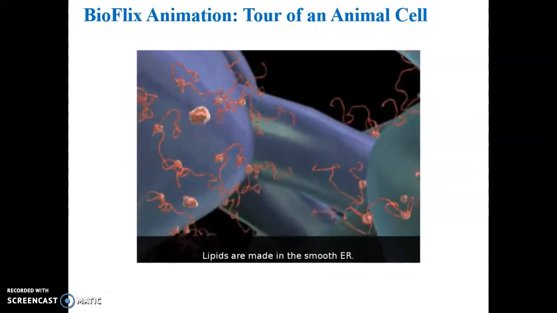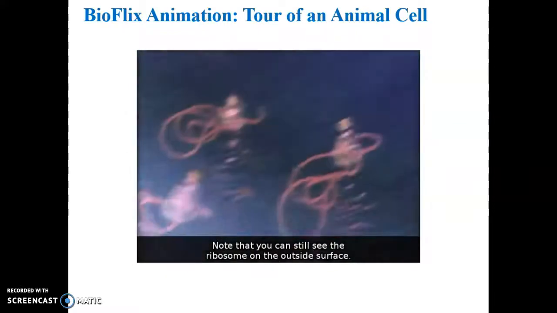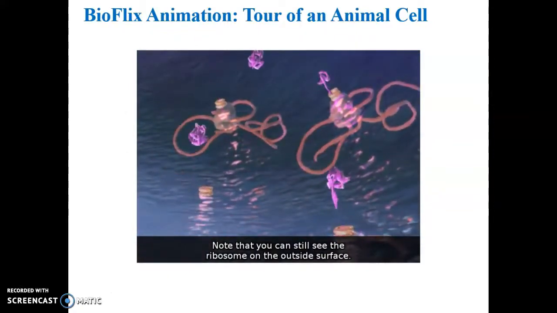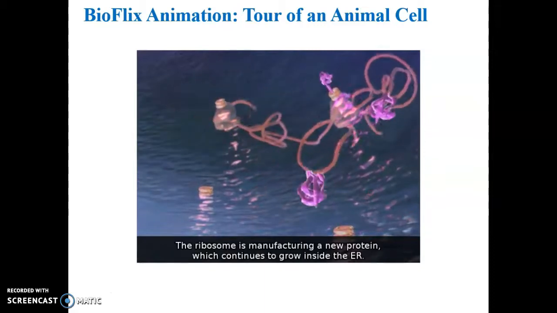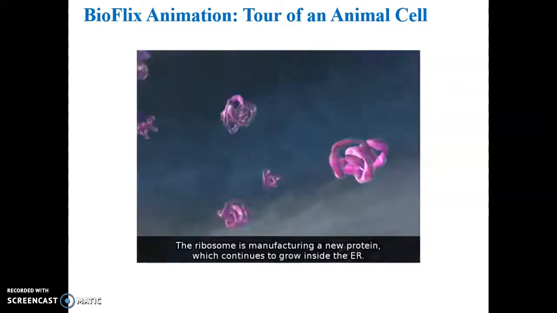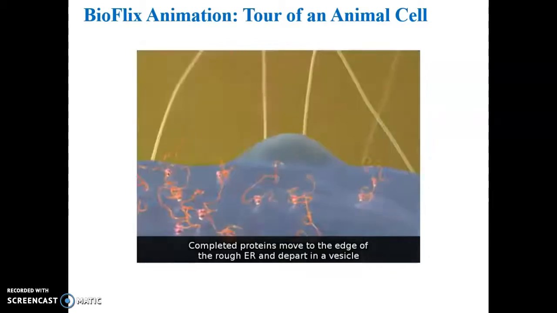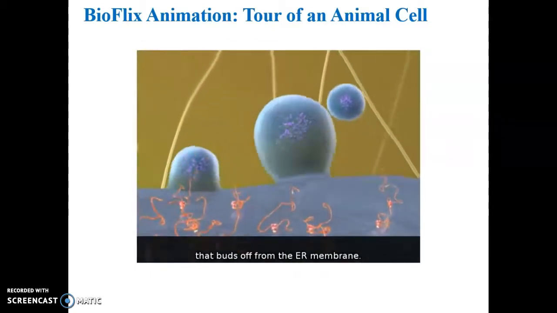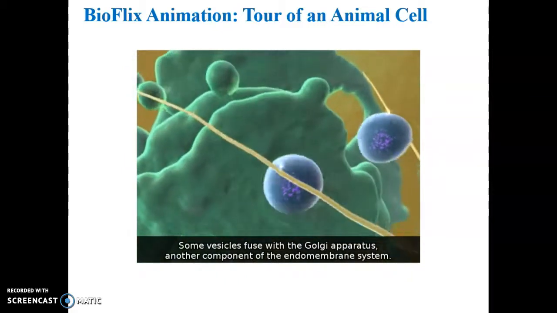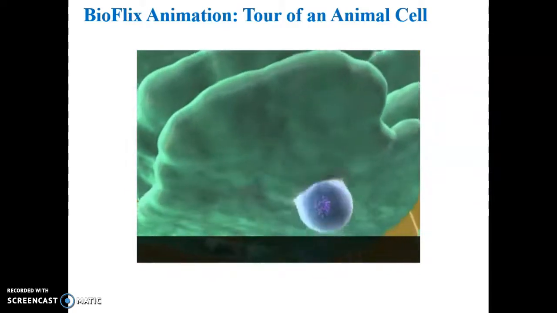Lipids are made in the smooth ER. Let's go inside the rough ER. Note that you can still see the ribosome on the outside surface. The ribosome is manufacturing a new protein, which continues to grow inside the ER. Completed proteins move to the edge of the rough ER and depart in a vesicle that buds off from the ER membrane. Some vesicles fuse with the Golgi apparatus, another component of the endomembrane system.